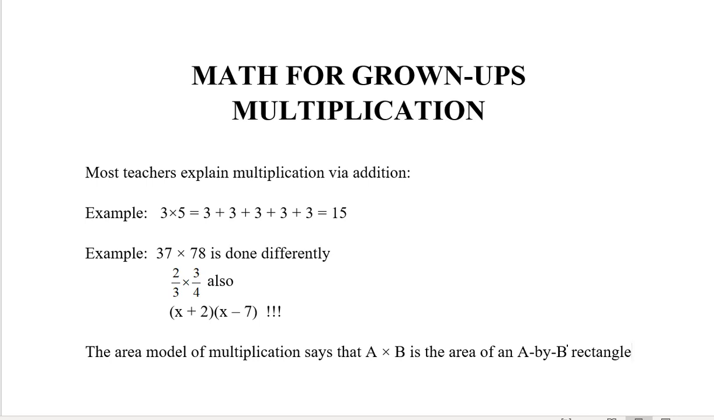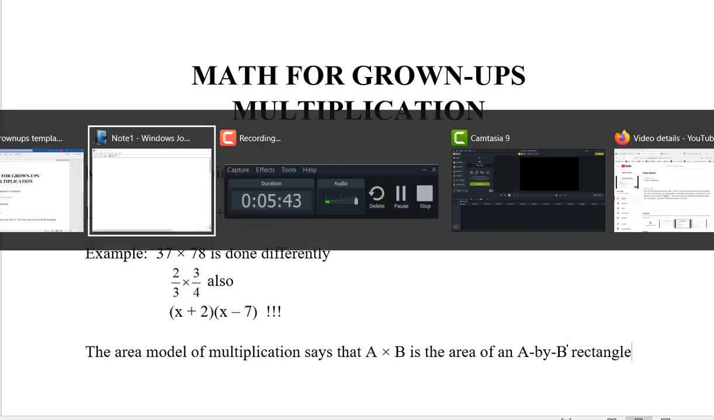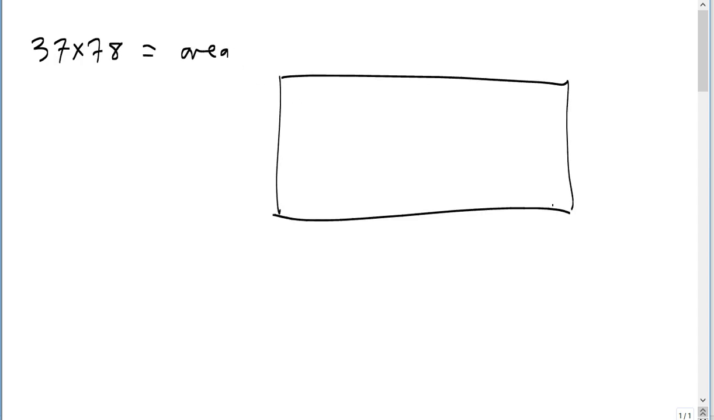But let's do 37 times 78. Okay, watch this. 37 times 78 is the area of a 37 by 78 rectangle. And you do see it's 37 plus 37 plus 37 plus 37, 78 times, or 78 plus 78, or you break the 78 into 70 and 8.